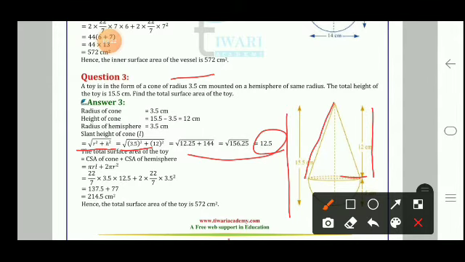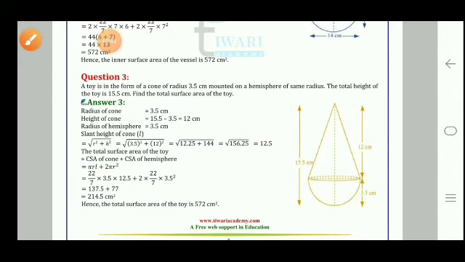Now the total surface area of the toy will be the curved surface area of the cone plus the curved surface area of the hemisphere, that is pi r l plus 2 pi r square. So that is 22 upon 7 into 3.5 into 12.5 plus 2 into 22 upon 7 into 3.5 whole square, which is equal to 214.5 centimeter square. This is the answer.